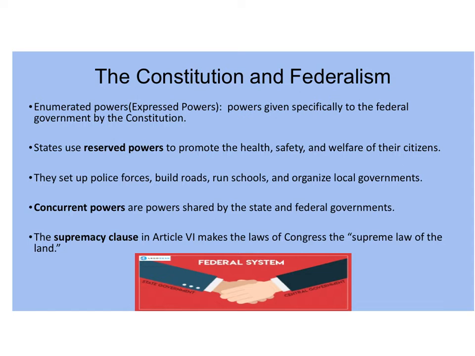Enumerated powers, express powers. These are powers that are given specifically to the federal government by the Constitution. States use reserve powers to promote health, safety, and welfare of their citizens. They set up police forces, build roads, run schools, and organize local governments. Concurrent powers are shared by the state and federal governments. The Supremacy Clause in Article 6 makes the laws of Congress the supreme law of the land.